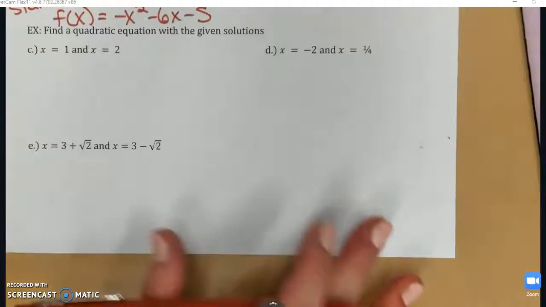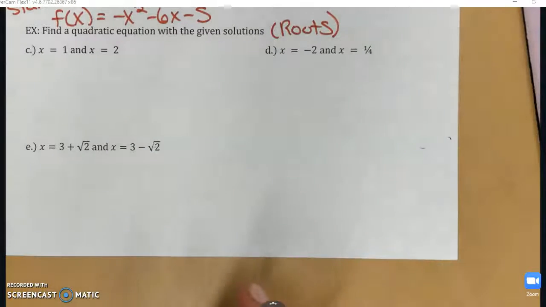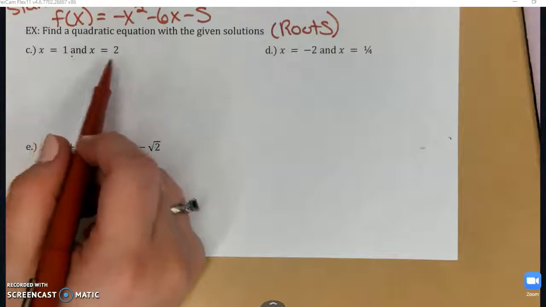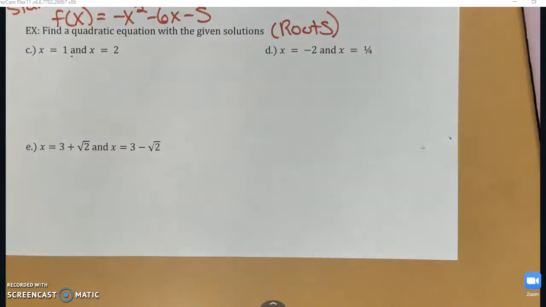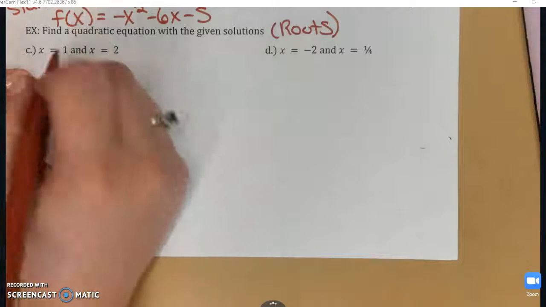What we have here are solutions to a quadratic, or you might see them called roots. Either way, what you are looking at here are the end result of solving the quadratic when it's equal to 0. And we're going to work backwards to find out what that quadratic was. So starting with example C specifically, if I have x equals 1 and x equals 2, what we're looking at here is the end result of somebody starting with a quadratic, factoring it, setting each parentheses equal to 0, and solving for x. So we are going to do those same steps in reverse to find the quadratic that started this whole thing.